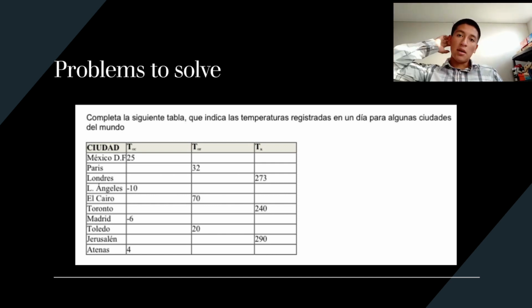And here I have the thermometric scales. The first one on the table is Celsius, then Fahrenheit, and then Kelvin. We can see here that in the Distrito Federal we had 25 Celsius degrees, and I had to convert it into Fahrenheit degrees and Kelvin degrees. And yes, that was all that I had to do.